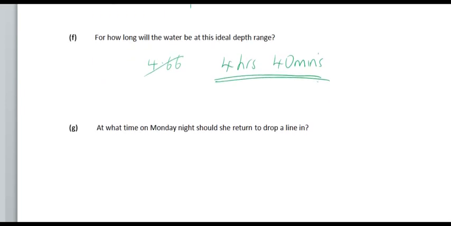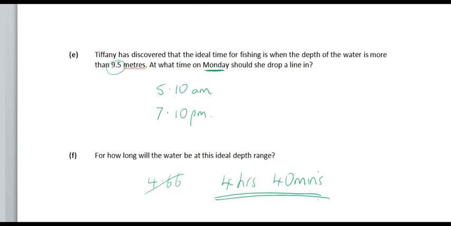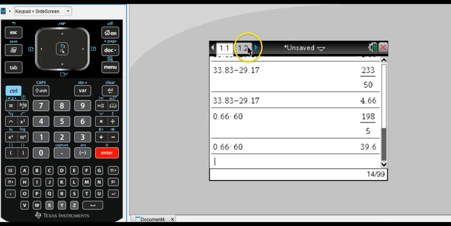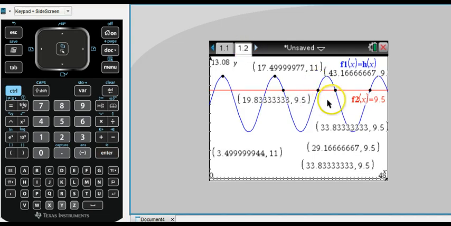The last part of the question, at what time on Monday night should she return to drop a line in? I actually answered that back up here. That's the 7:10, which is when you look at the graph, this was the Monday morning, and then she could go back later on Monday night and drop the line in again, because she's again at that ideal depth of water. So that's example 2. Hopefully that makes sense, and you're ready for example 3. Well done.